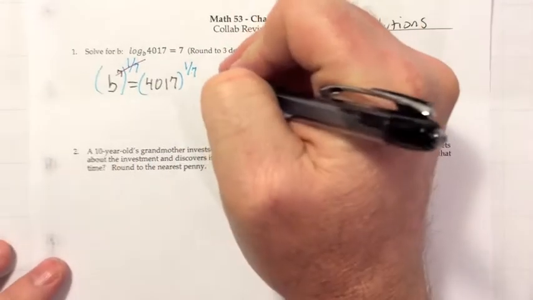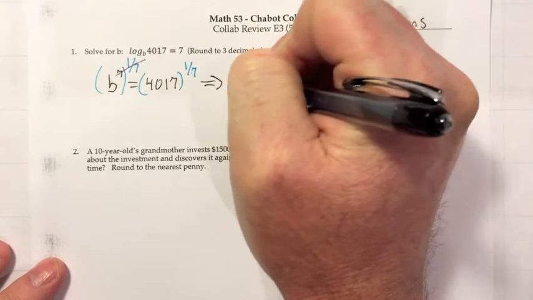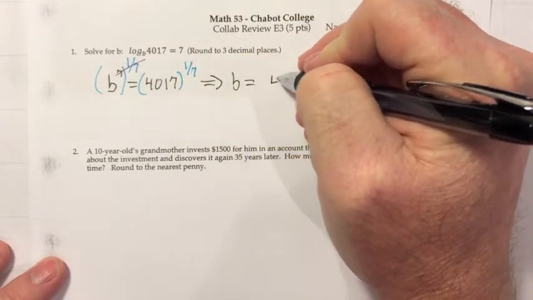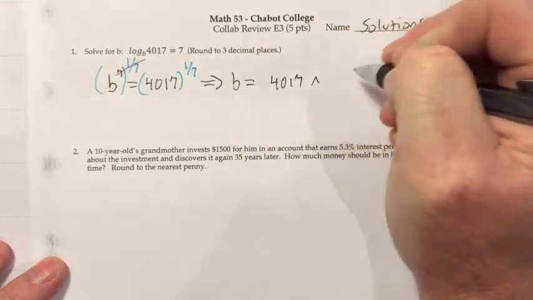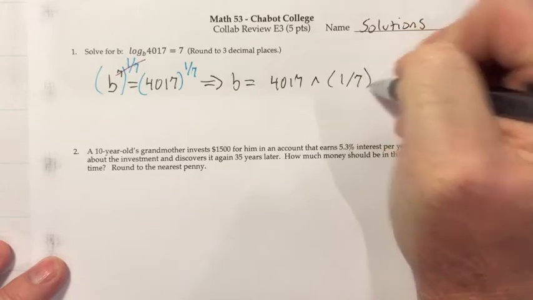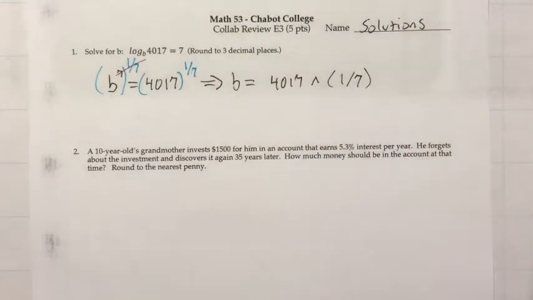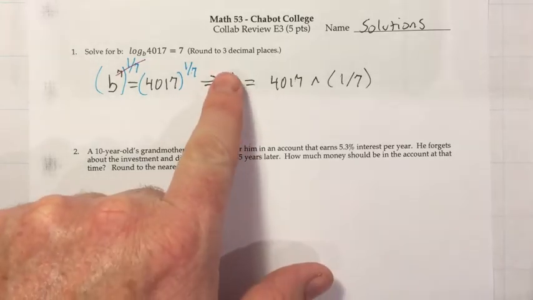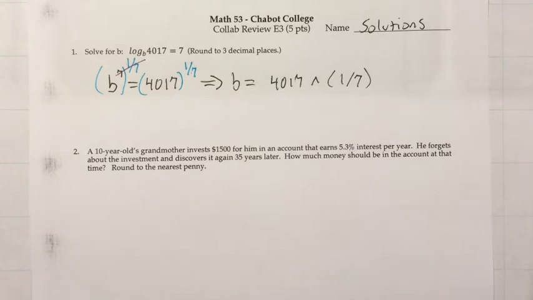So what's left on the left hand side is just b, and on the right hand side we have 4017 raised to the 1/7. That's a little bit of a weird way to write that, but that's the way it looks on the graphing calculator. And that is where we're going to go next, because they asked us to round to 3 decimal places.